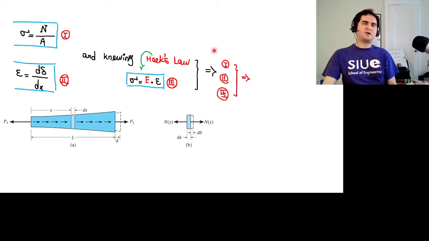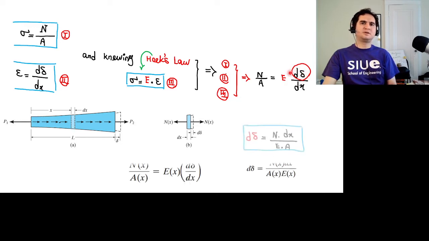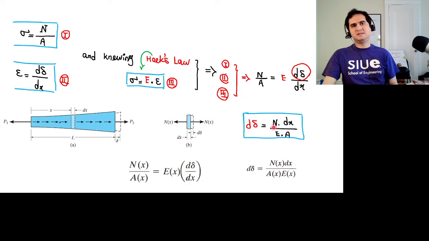If we combine all these three together, we can say stress is equal to modulus of elasticity times strain. If we arrange the equation based on d delta, we get d delta is equal to N times dx over EA, where dx stands for the length of our element.